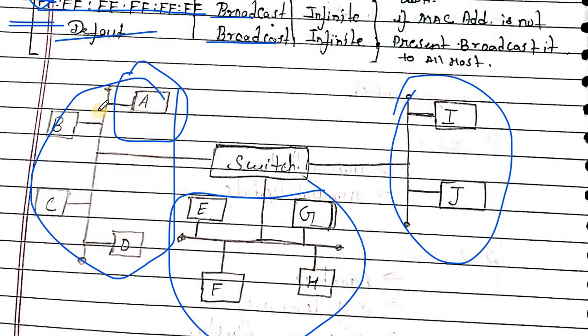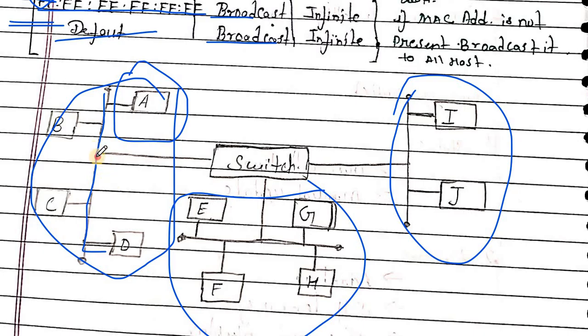Then it sends the packet into the channel, and host D gets the frame and checks: yes, the destination address is mine, then it accepts it. It's my packet, which was sent by host A.